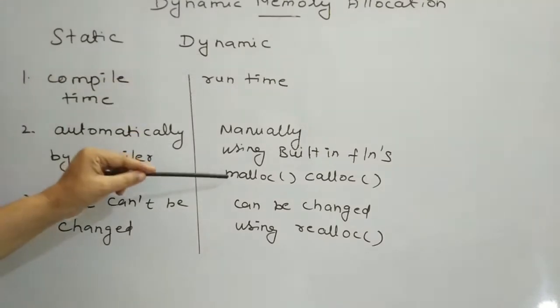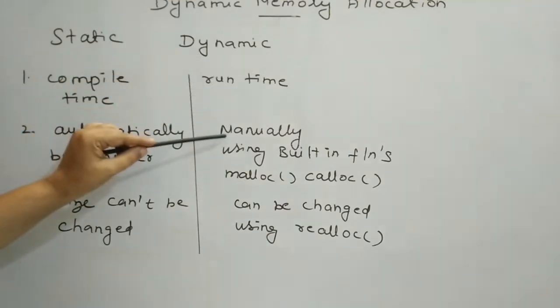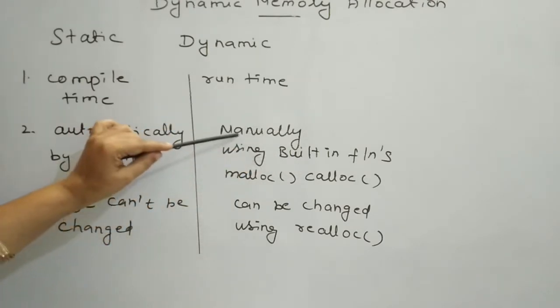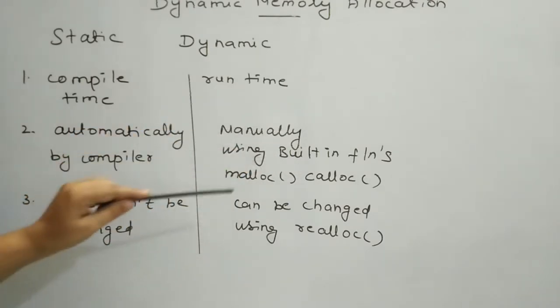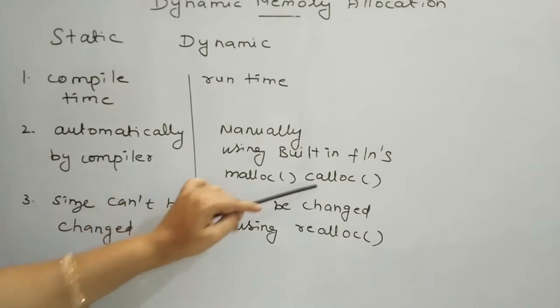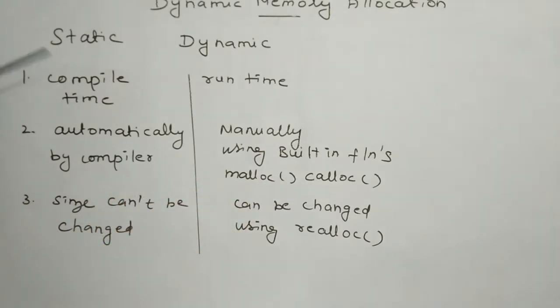In dynamic memory allocation, if I want to allocate memory, I can make use of built-in functions. These built-in functions manually allocate the memory using the functions malloc and calloc. For dynamic memory allocation, we use two functions, malloc and calloc. Once the memory has been allocated in static memory allocation, its size cannot be changed. That is the main property of static memory allocation.